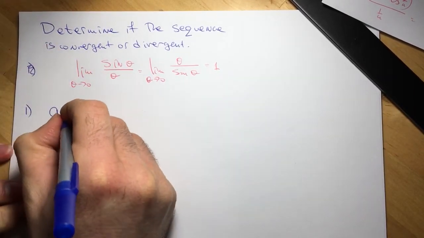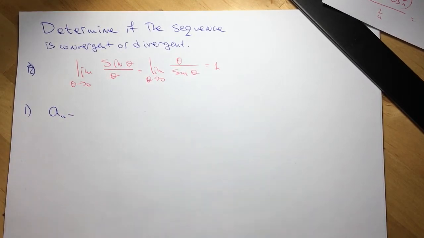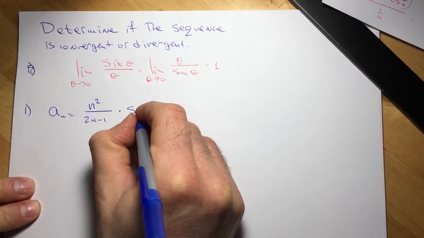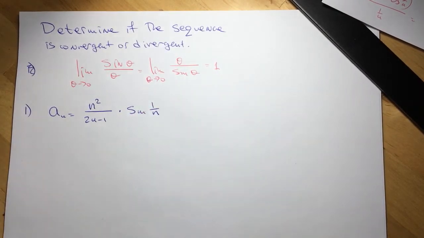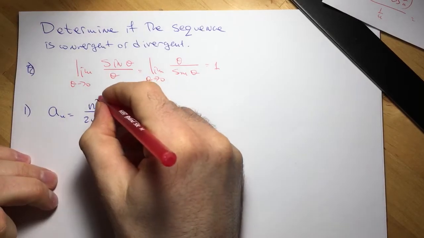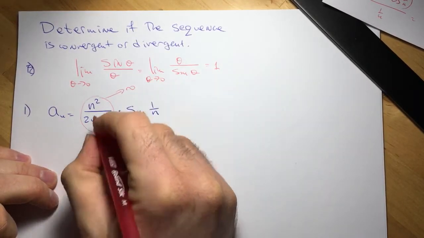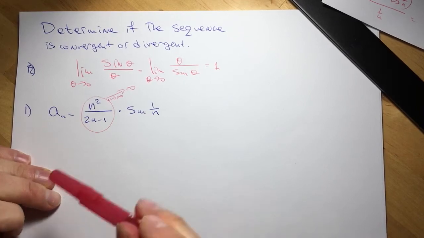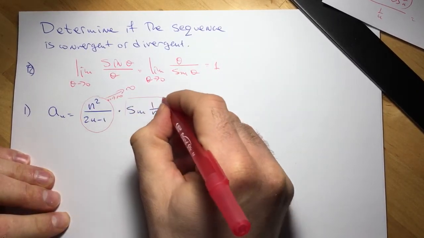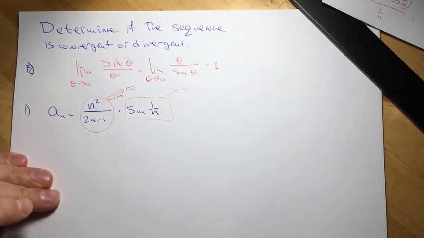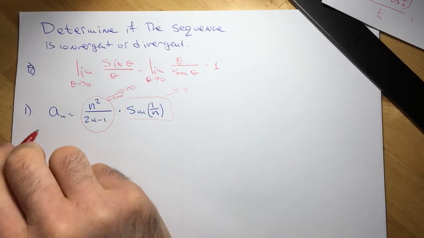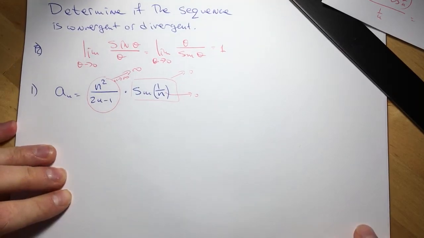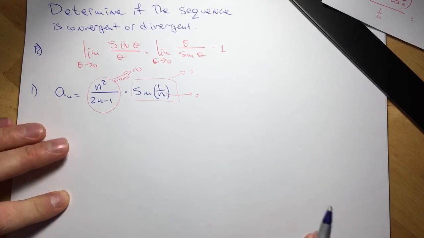So for example, if the sequence a_n is given as n squared over 2n minus 1 times sine of 1 over n, okay? At the very start, we have infinity times 0, because as n goes to infinity, this one goes to infinity, because it's a rational function where the order of the numerator is greater than the order of the denominator, times this whole thing here approaches 0. Why? Because as n goes to infinity, 1 over n approaches 0, and sine of 0 is 0. And infinity times 0, we know how to solve this using L'Hopital's rule, but that's a little bit too much.